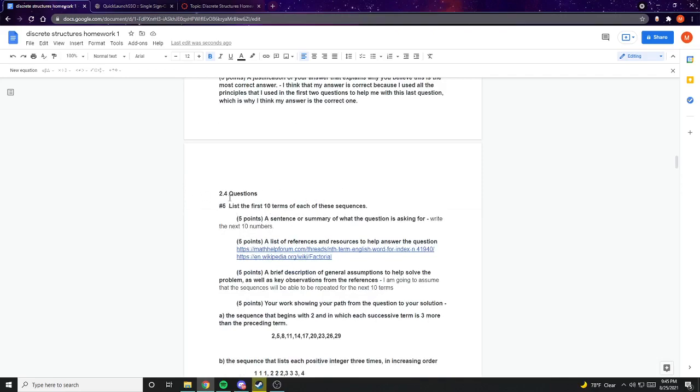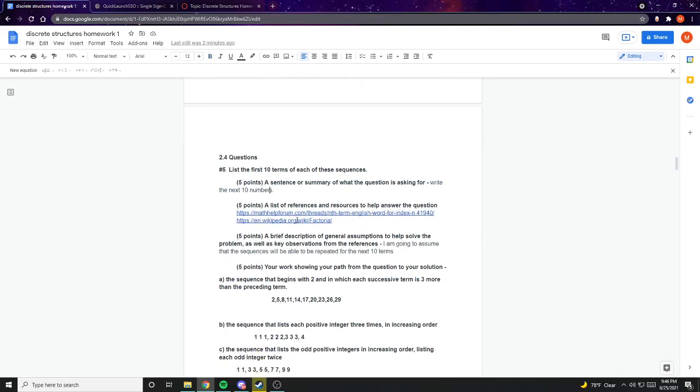So this one, 2.4, these were really, in my opinion, really easy because it was just like the 10 sequences. There were a couple that were kind of tricky, but I feel like these were probably the easiest in my opinion. That or the matrices. The matrices were honestly kind of fun, except for the last one. That one wasn't fun. But continuing on. So basically, we're just going to be writing the next 10 numbers.